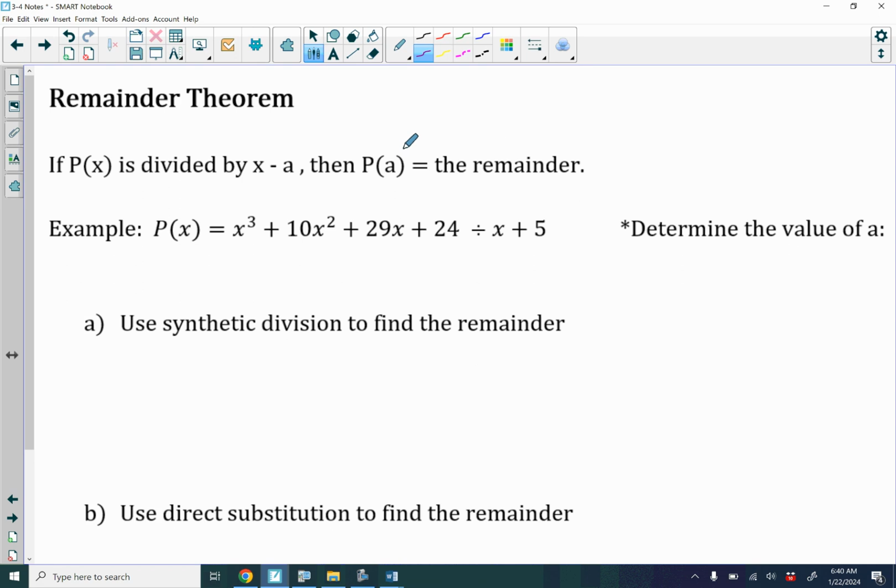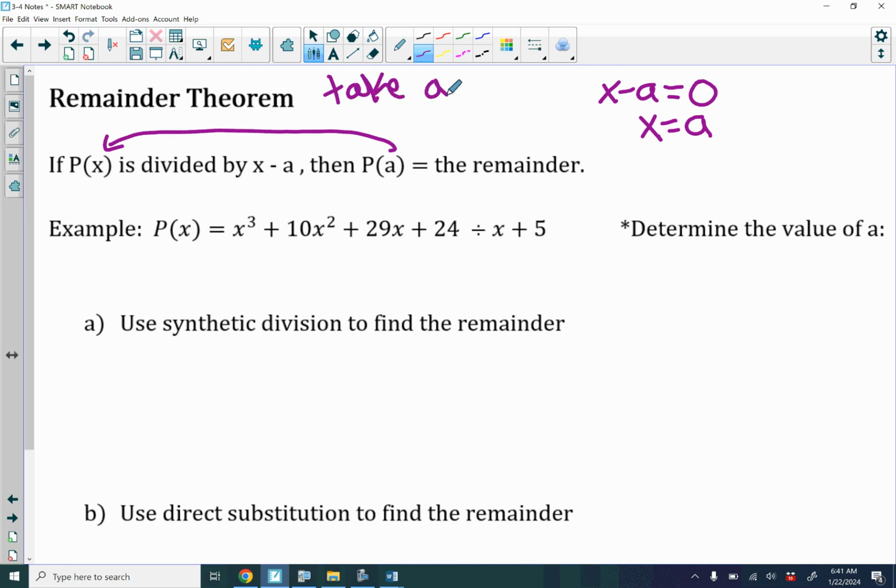So what this means is, remember that we solved for a: we said x minus a equal to 0 to do our synthetic division, and that meant x equals a. What this means is if we take a, which is going to be a value, and plug it into the polynomial, for every place we see x, or whatever variable they use, that will give us the remainder.